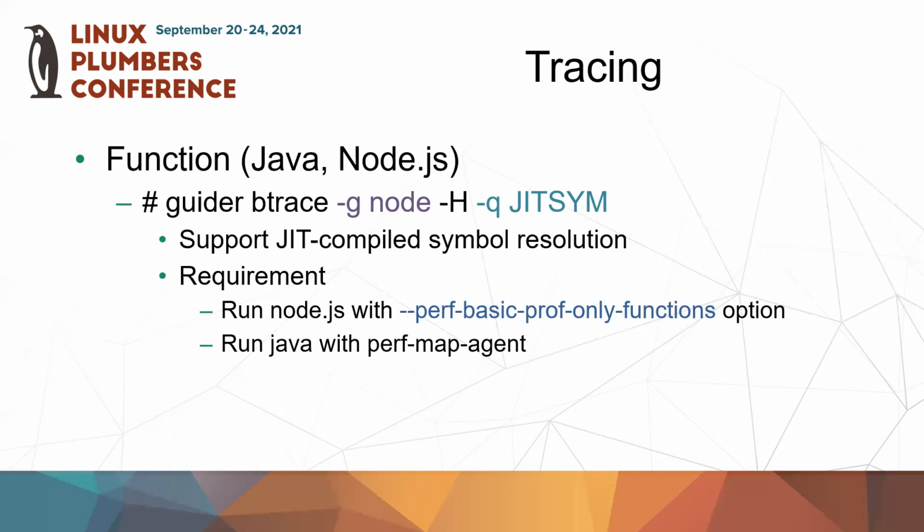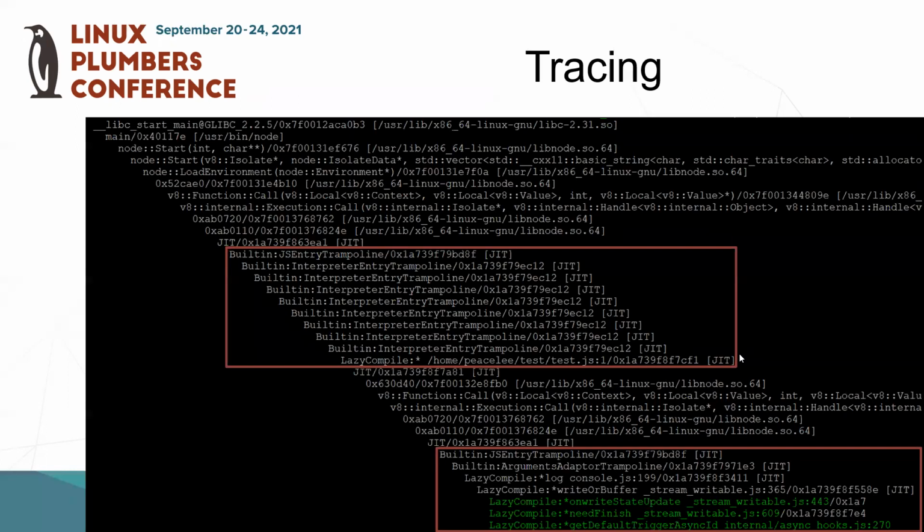Java and Node.js can export a symbol address mapping table using an external file at runtime. Then guider can trace their JIT-compiled function calls after importing the mapping table. Like this. This is a tracing example for Node.js. As shown in the picture, there are JIT symbols in red boxes and native symbols. These tracing features also support function filtering for JIT symbols.